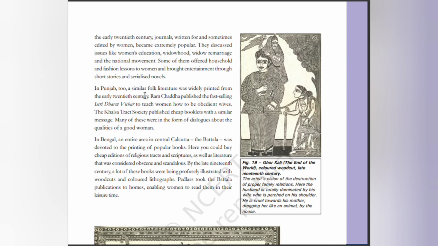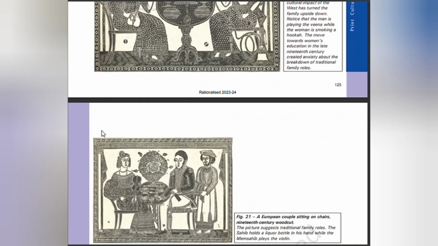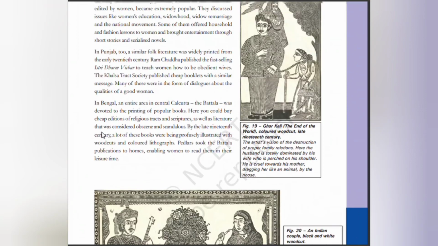In Punjab, too, a similar folk literature was widely printed from the early 20th century. Ram Chaddha published the fast-selling Istri Dharm Vichar to teach women how to be obedient wives. The Khalsa Tract Society published cheap booklets with a similar message. Many of them were in the form of a dialogue about the qualities of a good wife.